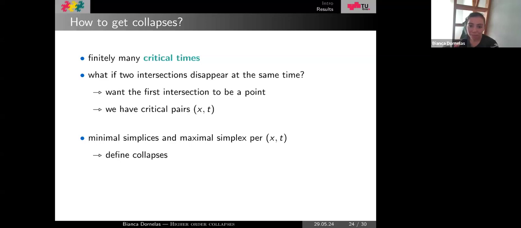However, here, there's something that we want, and we do not have yet, right? So we want the first intersection of Voronoi regions to be a point. And the next thing we have to do is look at how we get that.